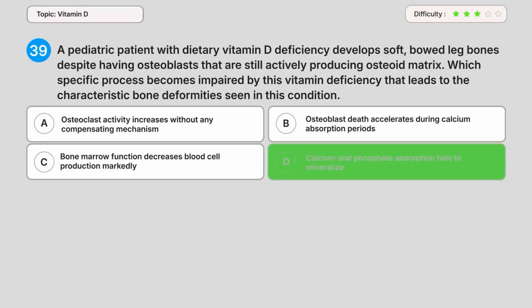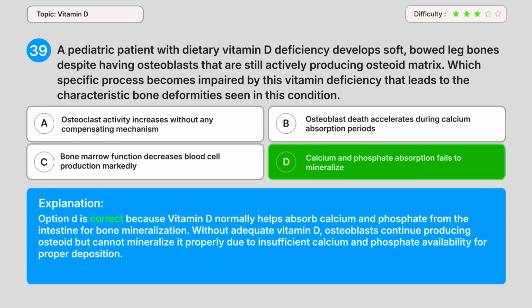Correct answer, D. Calcium and phosphate absorption fails to mineralize. Vitamin D normally helps absorb calcium and phosphate from the intestine for bone mineralization. Without adequate vitamin D, osteoblasts continue producing osteoid, but cannot mineralize it properly due to insufficient calcium and phosphate availability for proper deposition.